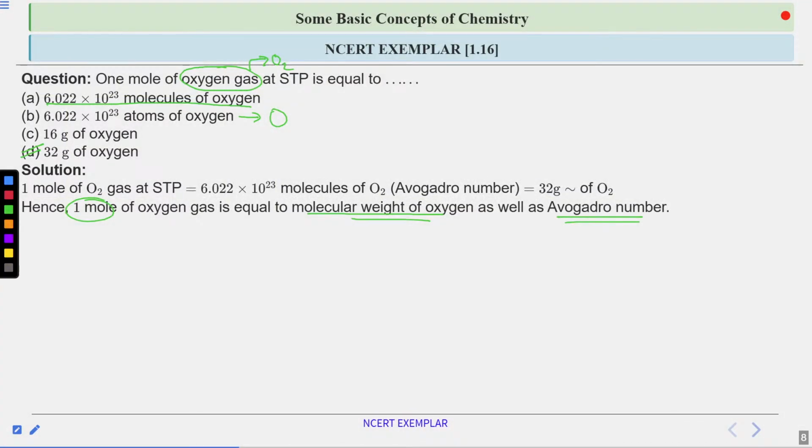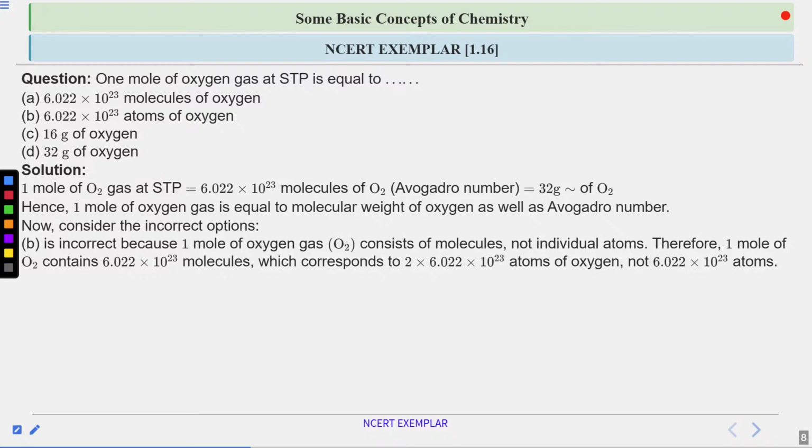Now what about the other two options? Now let us consider why they are incorrect. The remaining B and C, why are they incorrect? So B is incorrect because if we are saying 6.022 into 10 to the power 23 atoms of oxygen, then it means that we have 1 mole of oxygen atom, and not the oxygen gas. So this is not right for that reason.